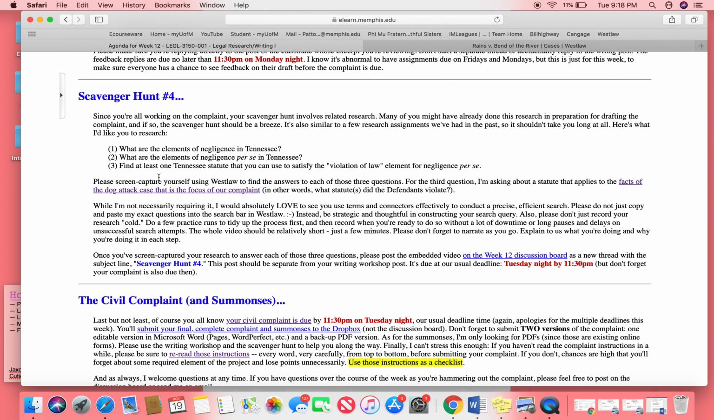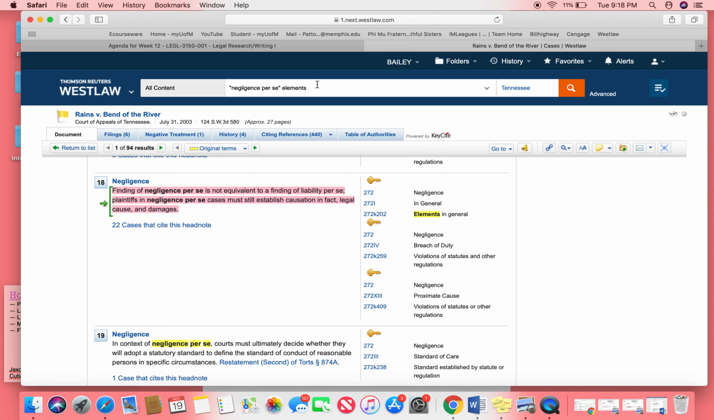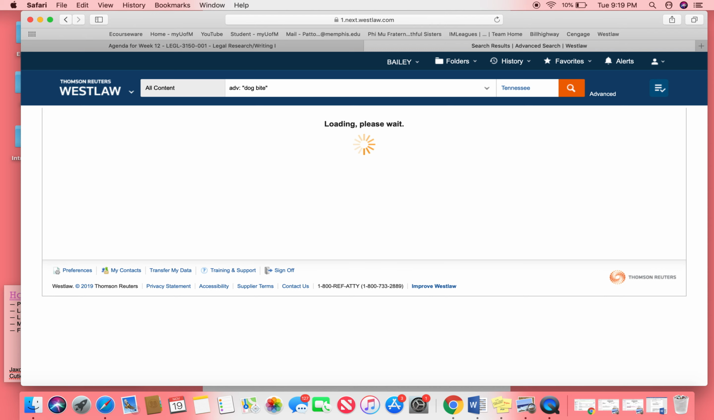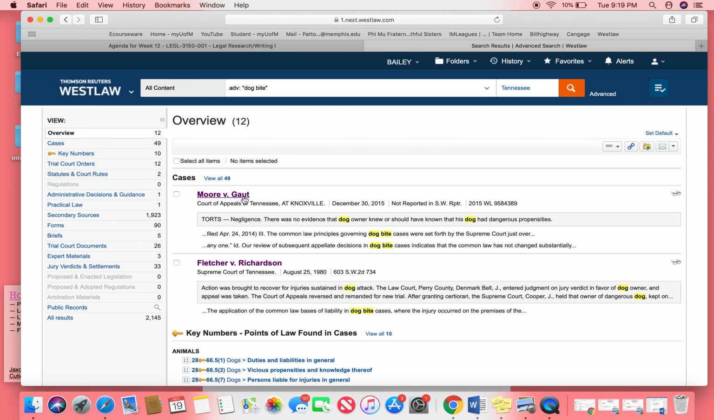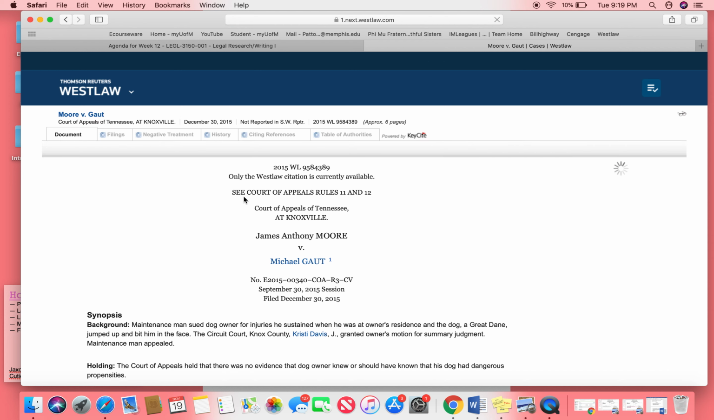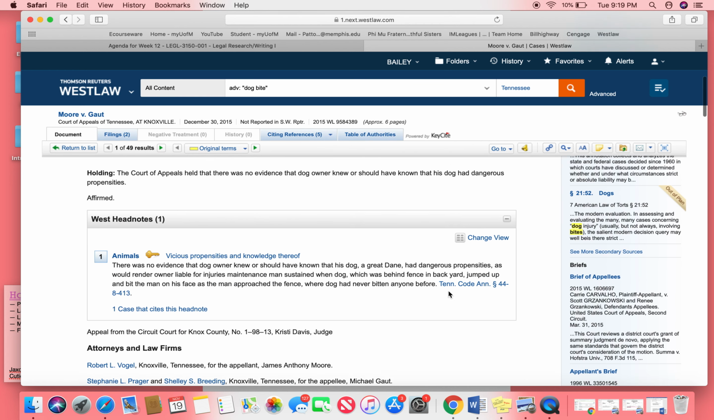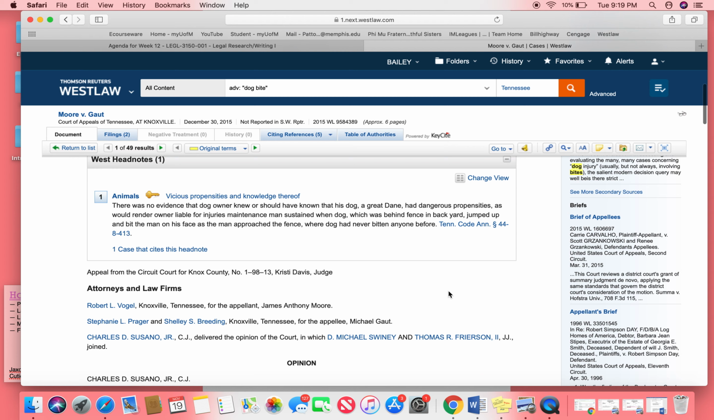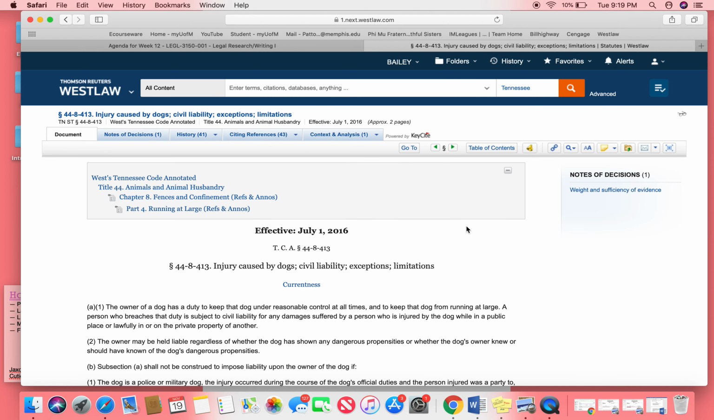And then for the third question, find at least one statute that you can use to satisfy the violation of law element in negligence per se. So I'm going to bring up the statute that I used in my complaint, and I just typed in dog bite and kept the jurisdiction at Tennessee, and I got this case. And what I found was this statute, and it's Tenn. Code Ann. 44-8-413, and it's about injury caused by dogs and civil liability.